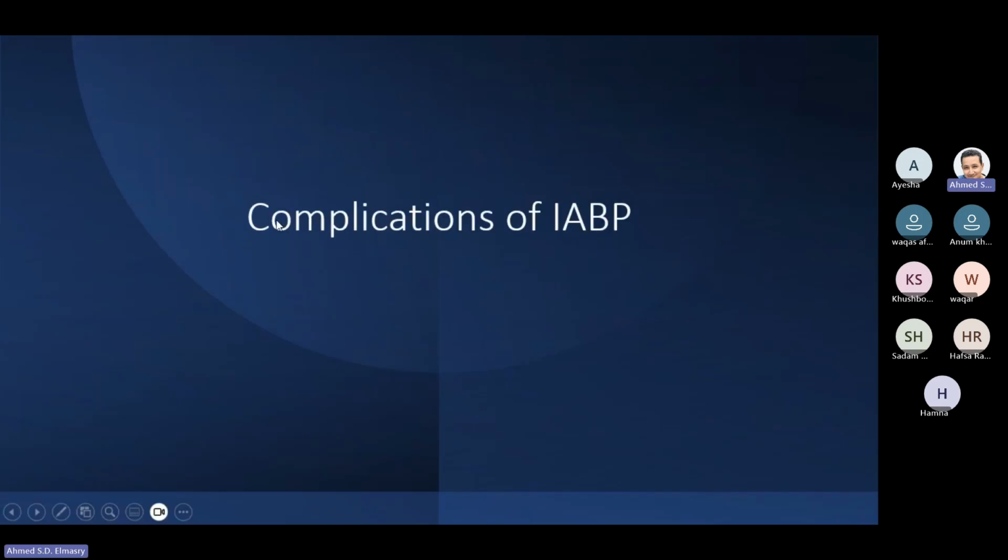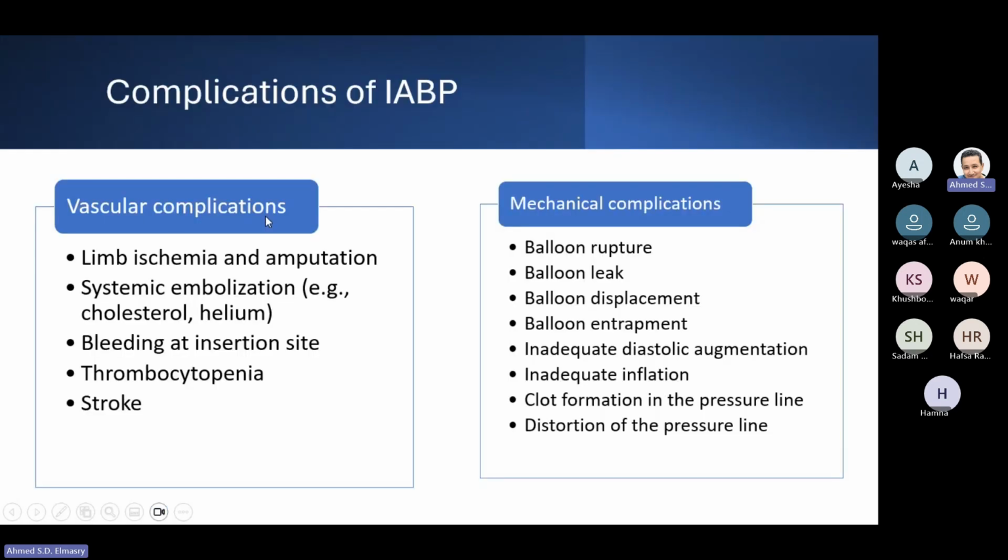Going to the next section, which is the complication of the intra-aortic balloon. The complication of the intra-aortic balloon might happen due to vascular complication like limb ischemia, amputation, systemic embolization like cholesterol or helium embolization. It might happen due to bleeding at the site of the insertion. And the other vascular complication might lead to thrombocytopenia. It might lead to stroke if there is a systemic embolization due to atheromatous plaque.